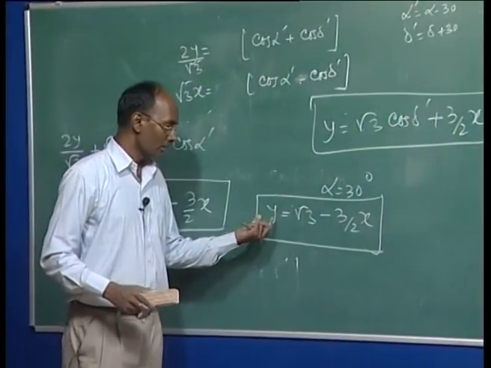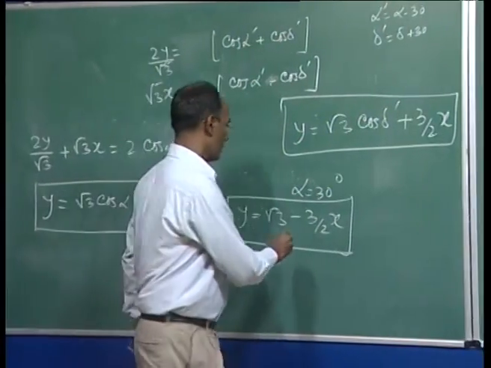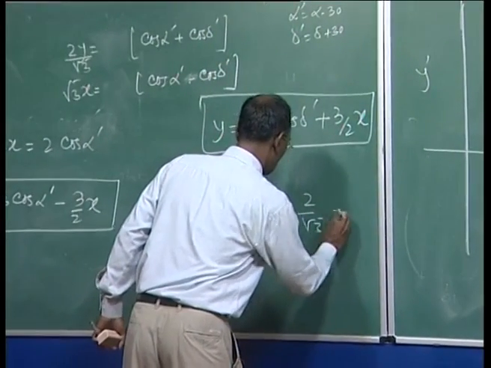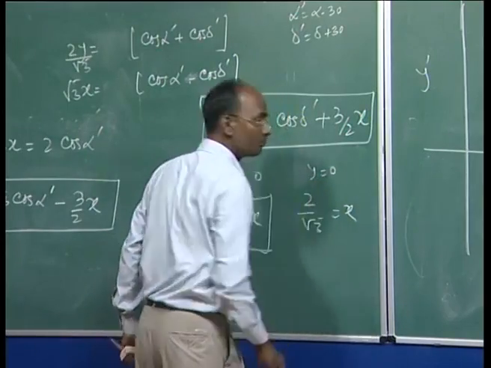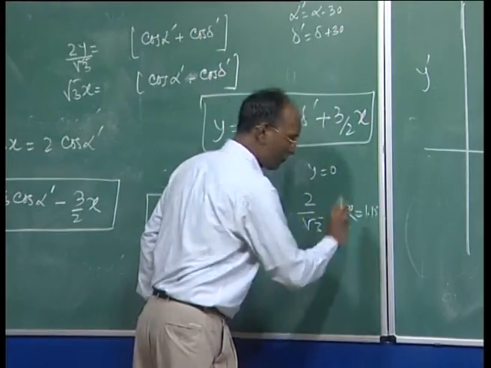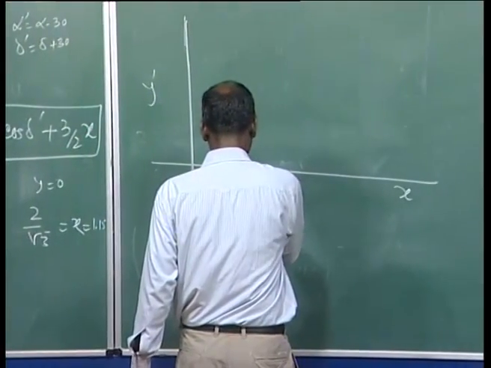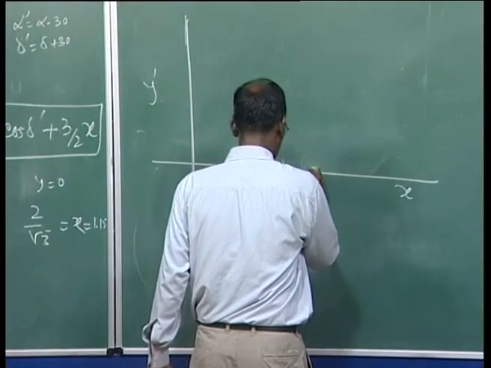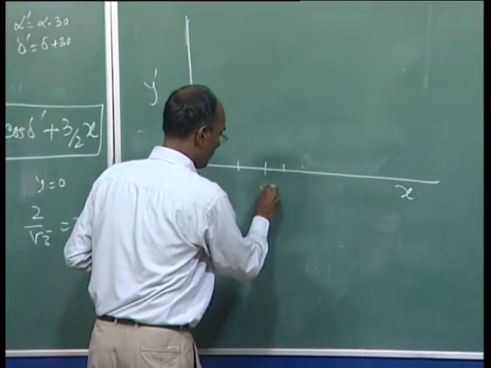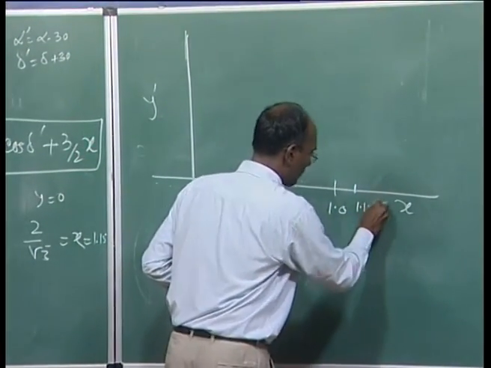Now, to have y equal to 0, what will be the value of x? Two by root 3 is equal to x, that is for y equal to 0. This value is approximately 1.15. Earlier we were drawing here, I can say 0.5, here 1. I think I can expand the axis more. So we have here 0.5, here it is 1, and somewhere here it is 1.15.